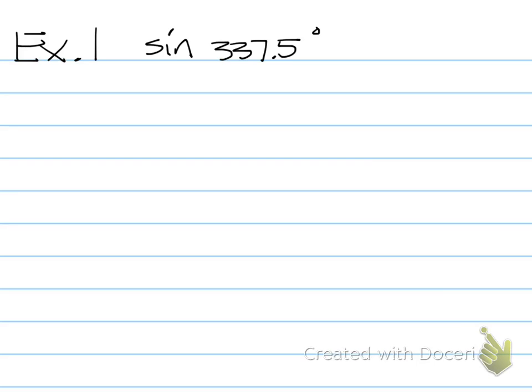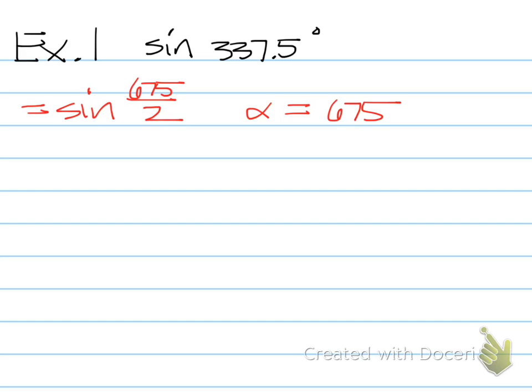So if we're trying to find sine of 337.5 degrees, I know that 337.5 is the same thing as 675 divided by 2. So we can use the half angle formula. This is the same thing as sine of half of 675, so that would mean alpha is 675. And for a 675 degree angle, sine is going to be negative, because that would be in the fourth quadrant, and sine is always negative in the fourth quadrant.